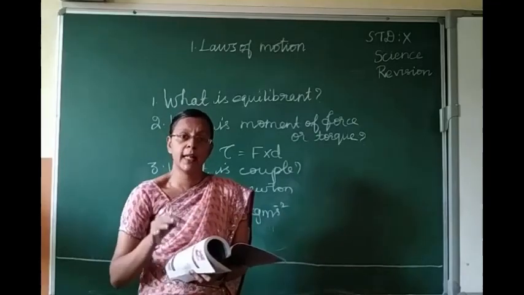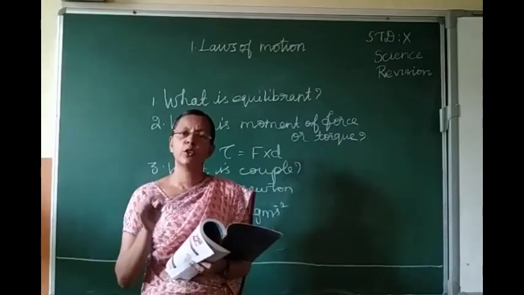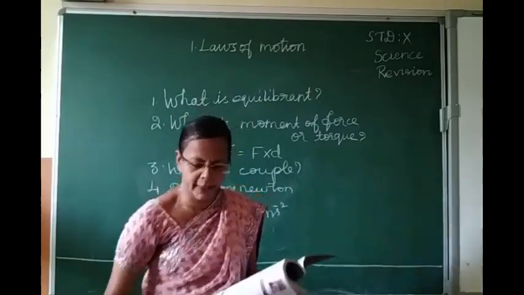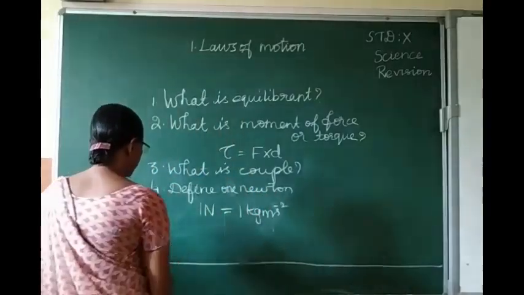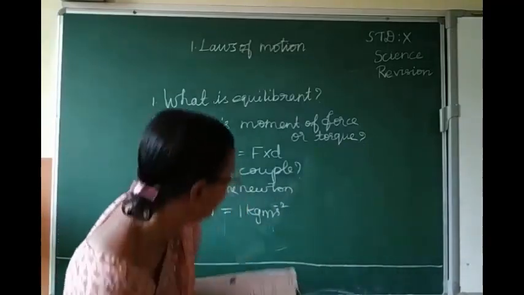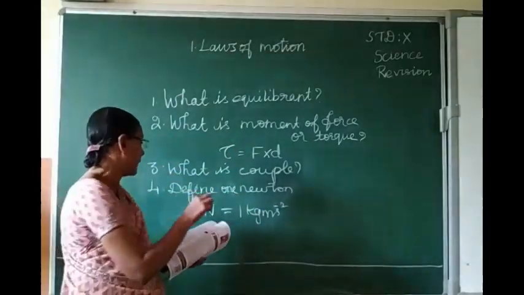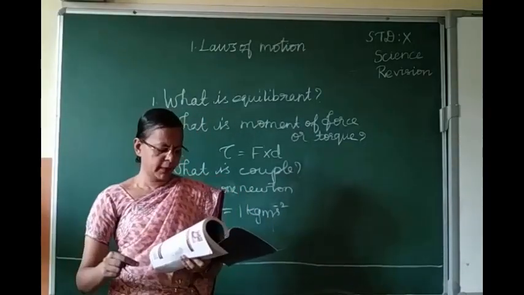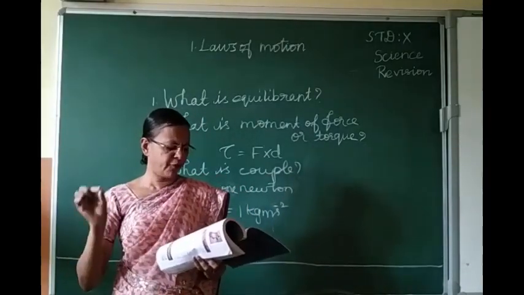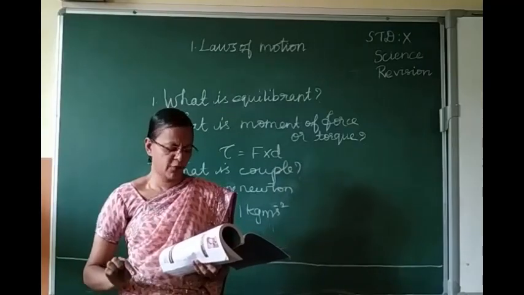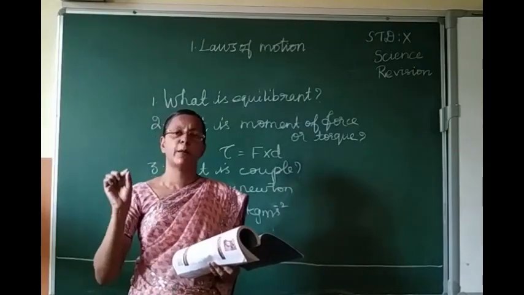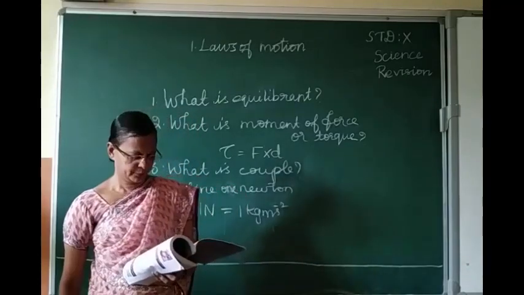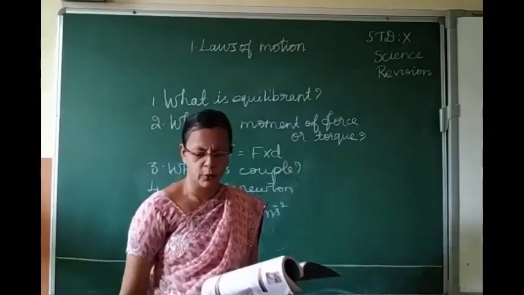Then dyne is the CGS unit of force. Next we have to define 1 dyne. Before that, once more we can repeat this. Define 1 Newton. What is 1 Newton? All of you say along with me: the amount of force required for a body of mass 1 kg to produce an acceleration of 1 m s^-2. That is 1 Newton.